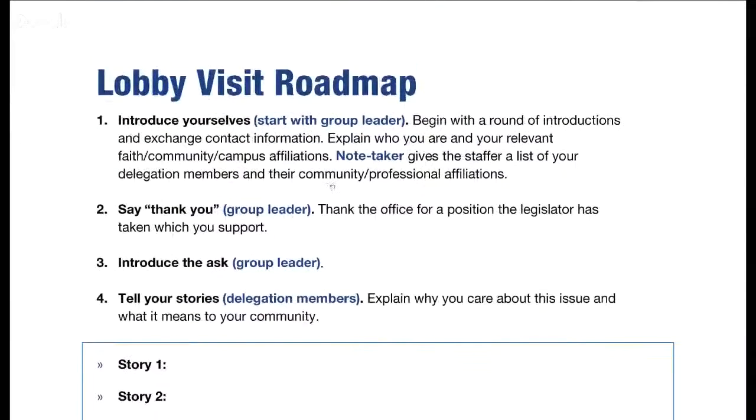The first step is introducing yourself. And you want to make sure that this isn't just saying your names. Introducing yourself is talking about not just who you are, but also who you are within the context of your community. So who you are, where you work, where you worship, other community organizations you may be part of.